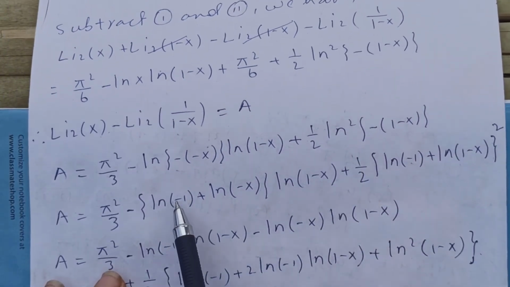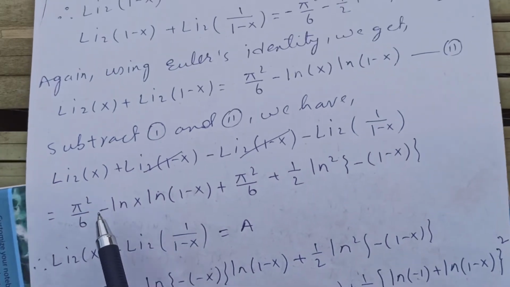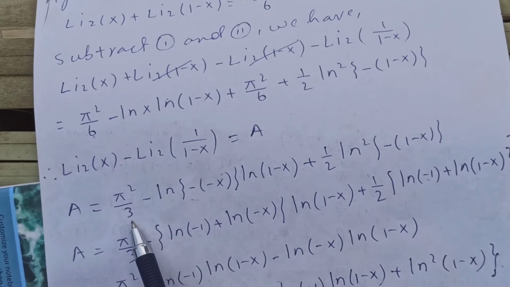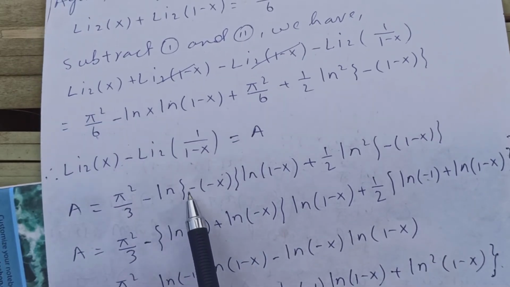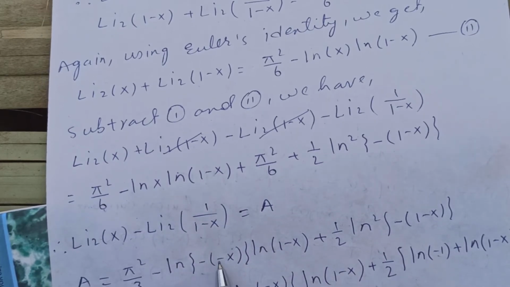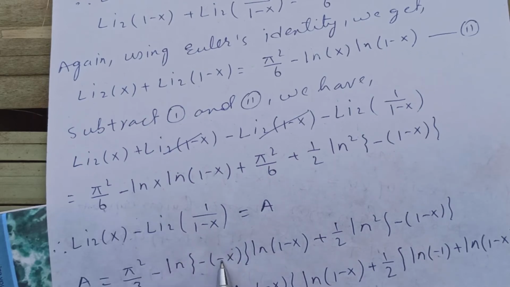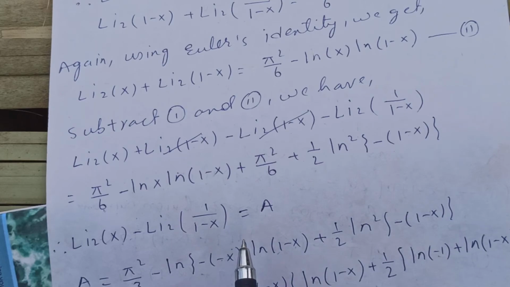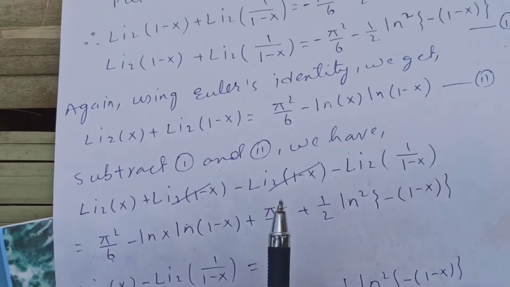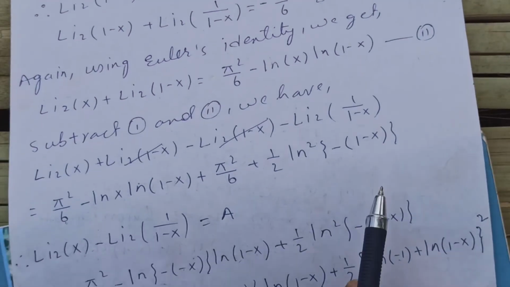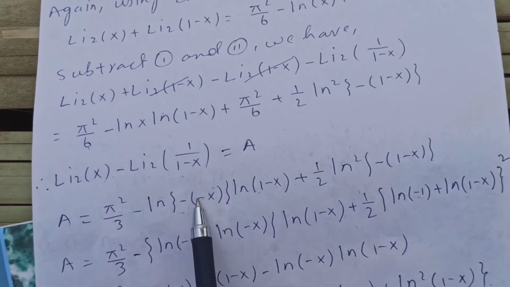So A is equal to, now pi squared over 6 plus pi squared over 6, which is pi squared over 3, minus natural log of, here this x is the same as natural log of negative times negative x, and natural log of 1 minus x plus half of natural log squared of negative 1 minus x. Okay, why we did this is that we are trying to get our required answer, negative x, here. Because of that, we have to get negative x here.